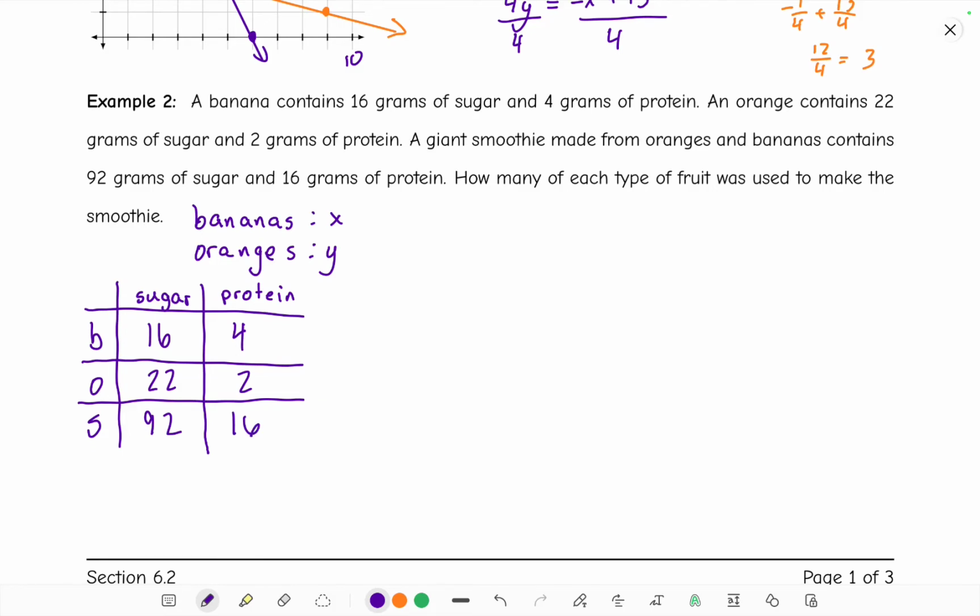So you'll see that if we look at the sugar column, it's 16 grams per banana, so 16x, plus 22 grams per orange, so 22y, but that has to equal the total of 92. You can do a similar thing for the protein column, and that gives us 4x plus 2y equals 16. And here's our system of equations. Now this one, I'm going to use the substitution method. When I'm looking at this, the second equation has smaller numbers, so I'm going to choose to solve that one first, and I'll solve it for y.